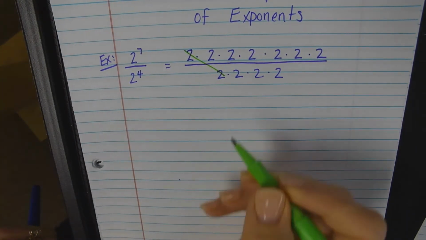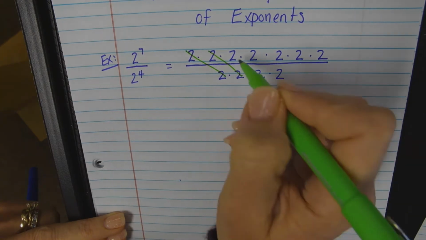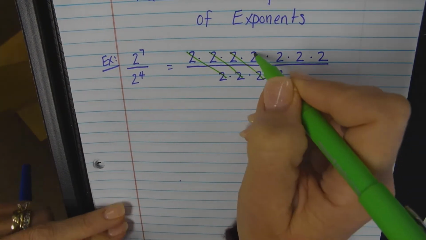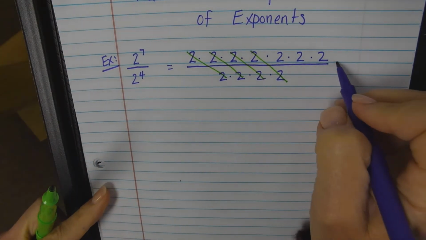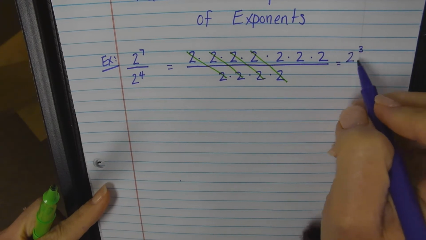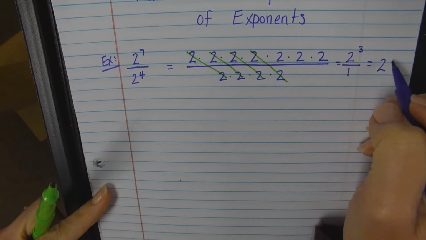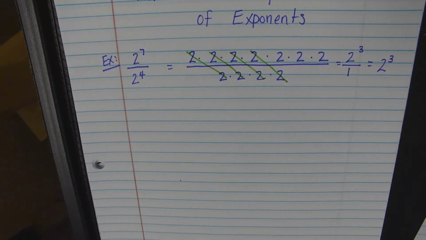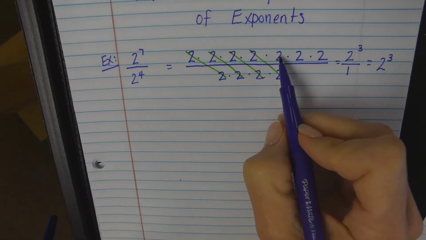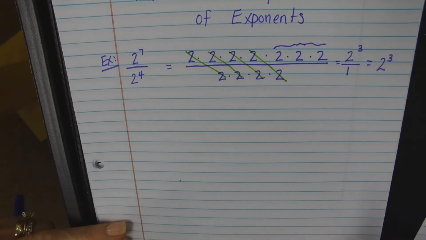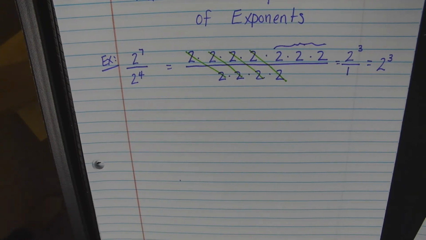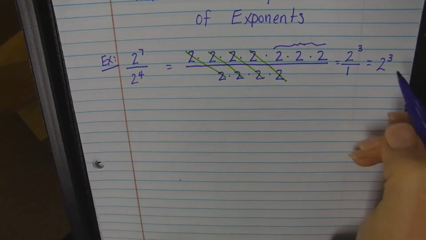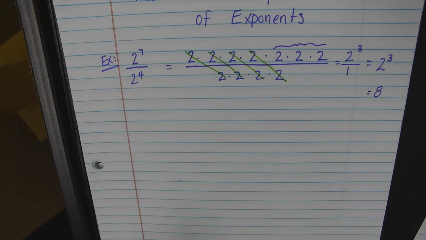Those 2's cancel. These 2's cancel. Those 2's cancel. And those 2's cancel. So you are only left with 2 to the 3rd over 1. Again, how did I get 2 to the 3rd? Well, there's only 1, 2, 3 left. And everything else is gone, so there you go. Okay, well, you do the math. 2 to the 3rd, 2 times 2 is 4, 4 times 2 is 8. So actually, this answer would be equal to 8.